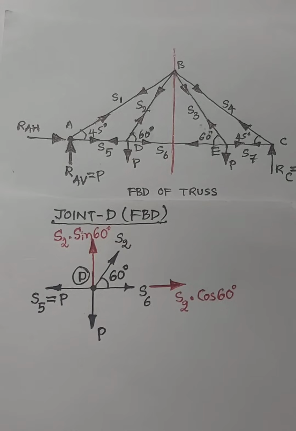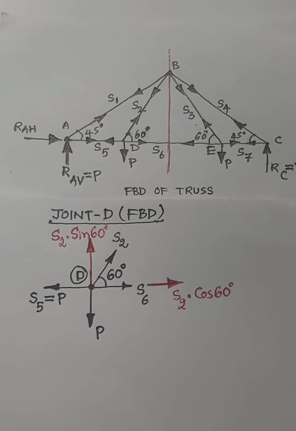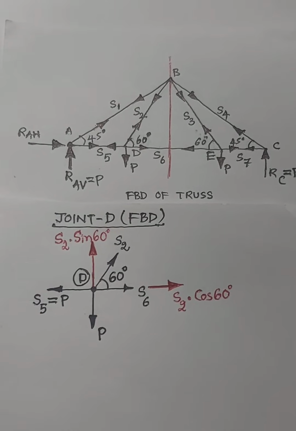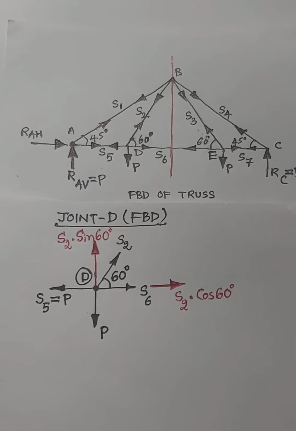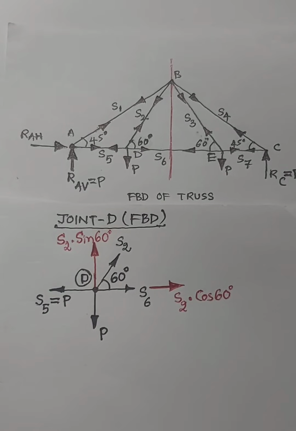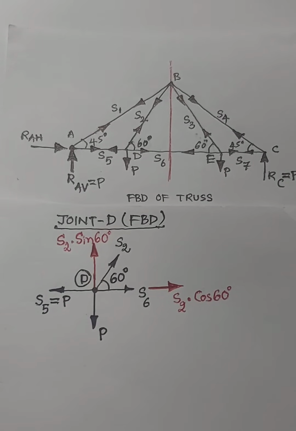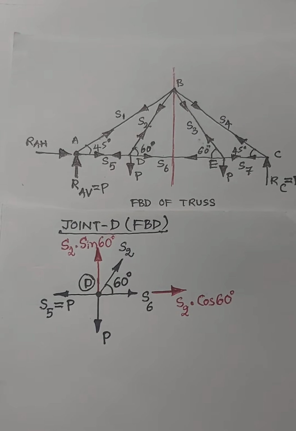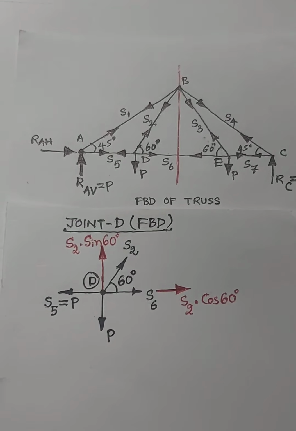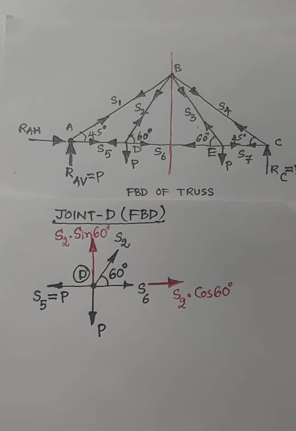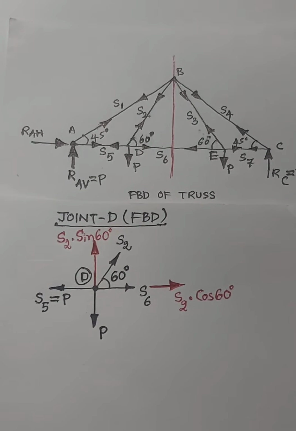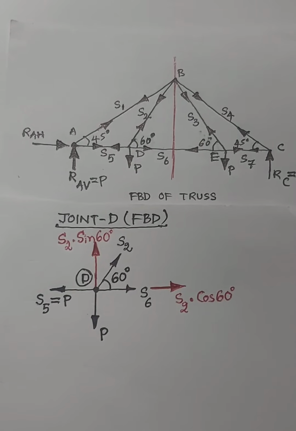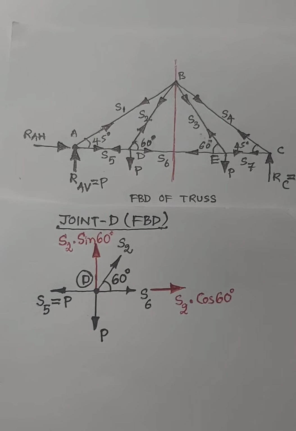On applying equilibrium equations along x direction and y direction, we get two equations of equilibrium. When you consider summation of forces along x direction equal 0, we get S5, S6 and S2 into cos 60 in the equation of equilibrium. S5 is directed leftward, so take a negative sign. S6 is directed rightward, so take a positive sign. S2 cos 60 is directed rightward, so it is also positive.